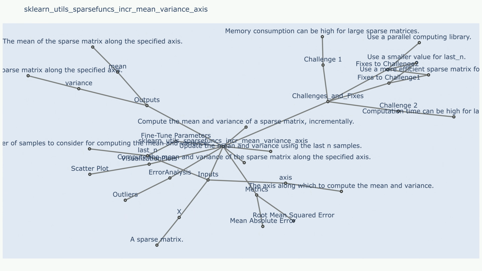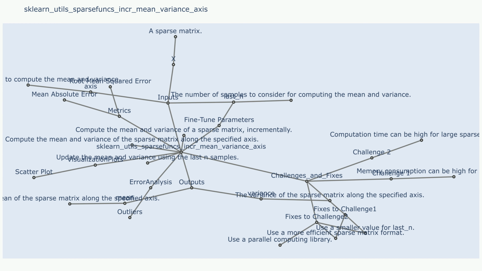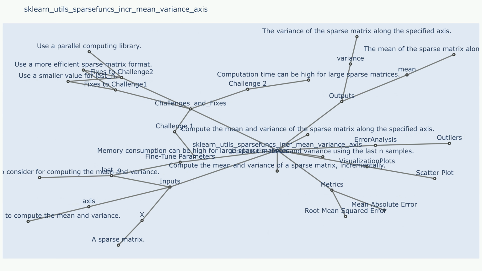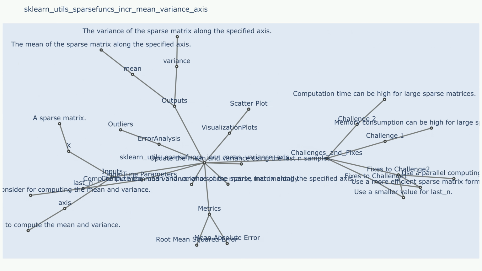Fine-tune parameters. last_n. Adjusting the value of last_n allows for controlling the window size used for calculating the mean and variance. A larger value will consider more previous data points, while a smaller value will focus on recent data. Sample weights. Fine-tuning. The sample weights can be used to adjust the influence of individual data points in the calculation of the mean and variance. This can be helpful in cases where certain data points are more reliable or have higher significance than others.